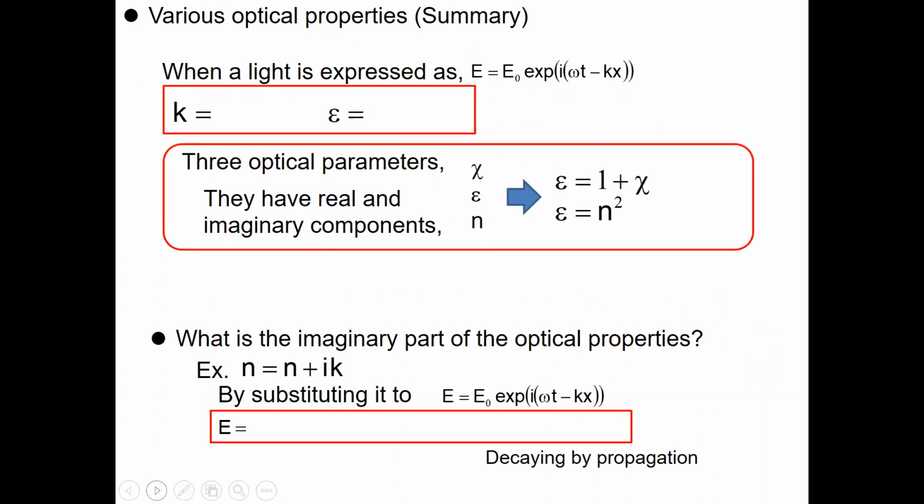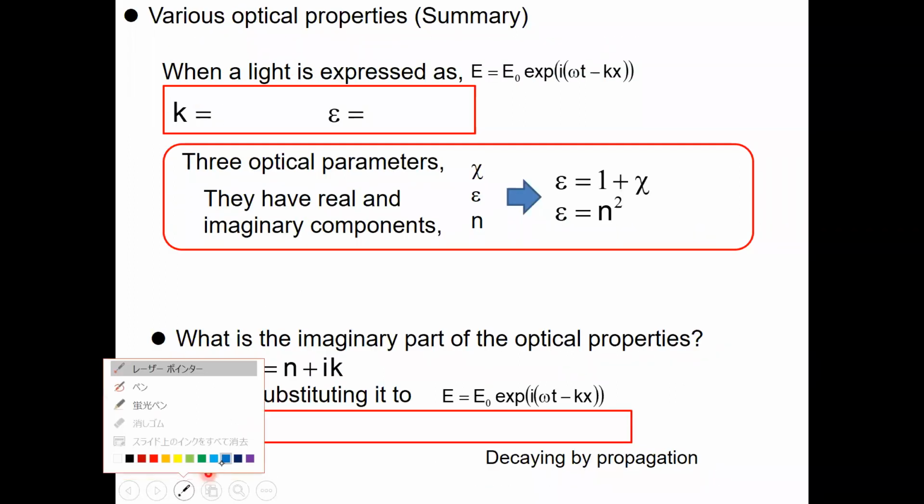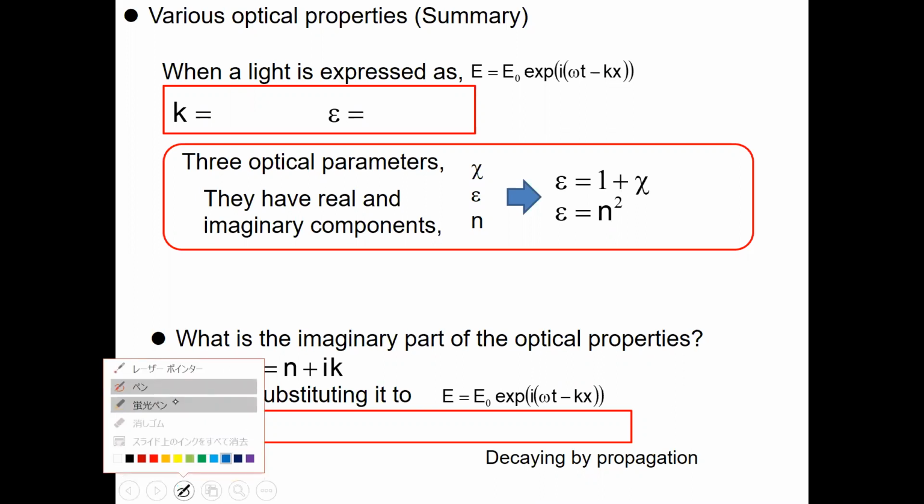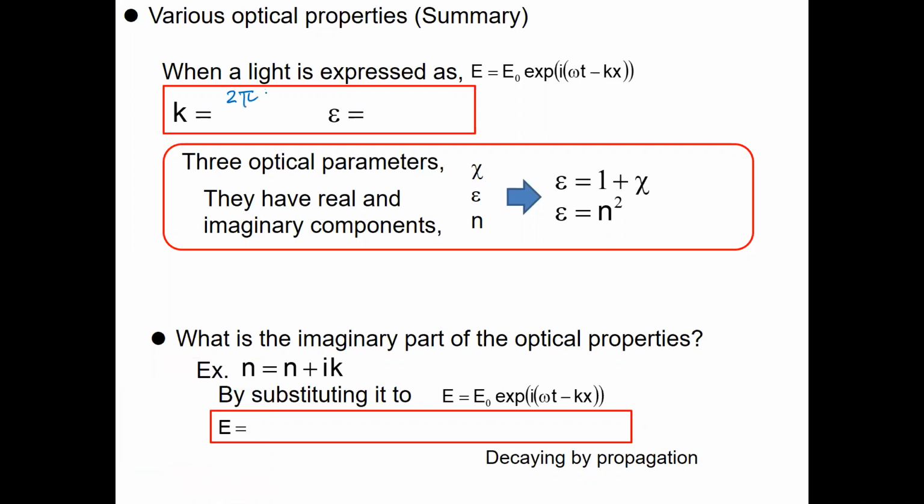There's another important optical property, which is the refractive index. So let's see. In this case, when we think about the light wave with this expression, you have E0 times an exponential oscillating electric field in time and space. And this k is a wave vector, and this wave vector can be described by 2 pi n over lambda.